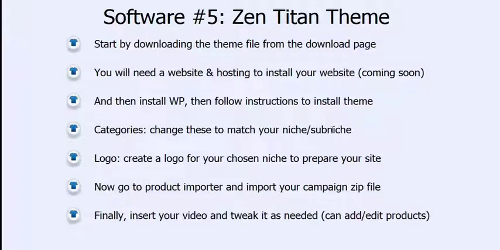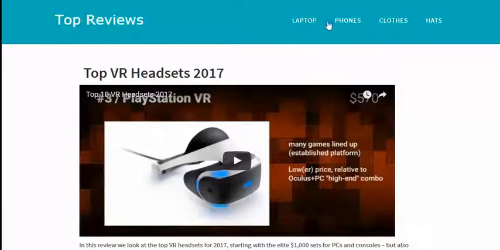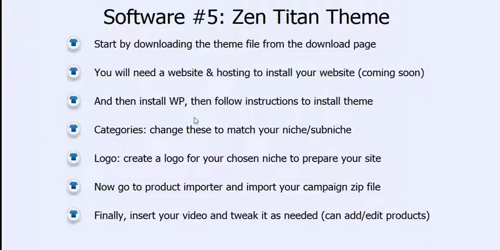that you want to target, and then break it down into sub niches, which are going to be each individual category. So the domain name, the logo, the website name is going to be the broader niche, and the categories are going to be your sub niches. You're going to want to create a logo for your chosen niche.